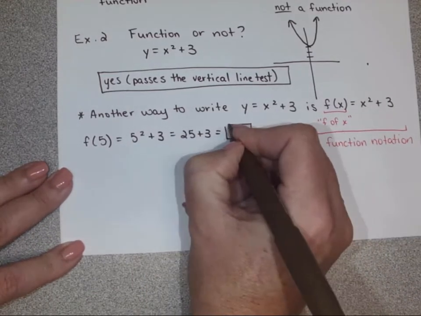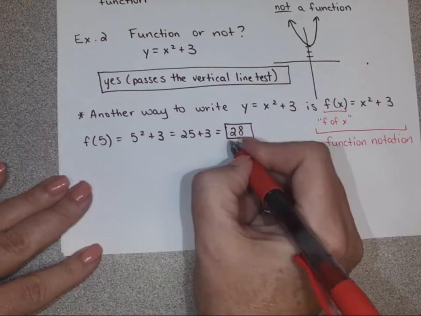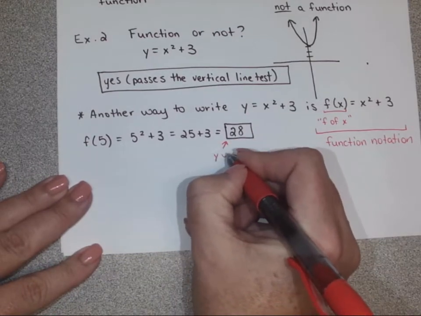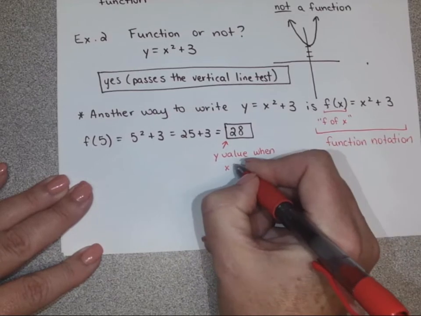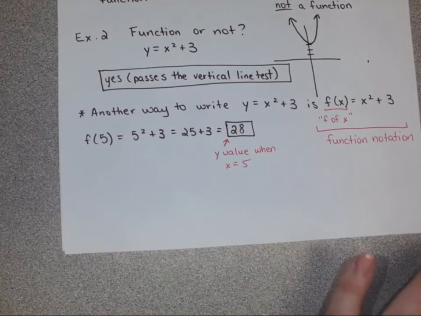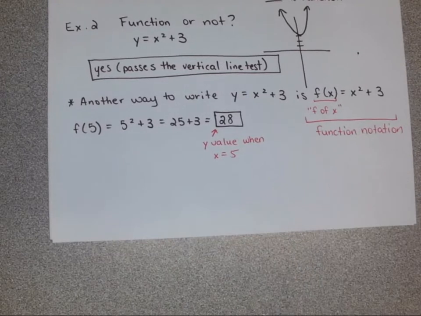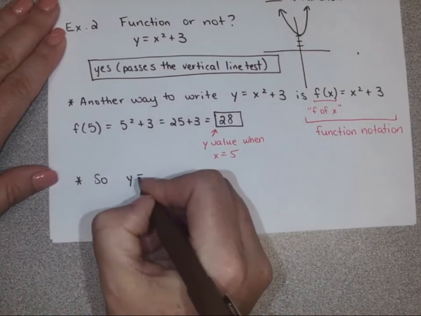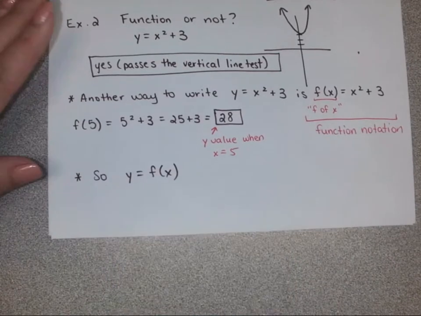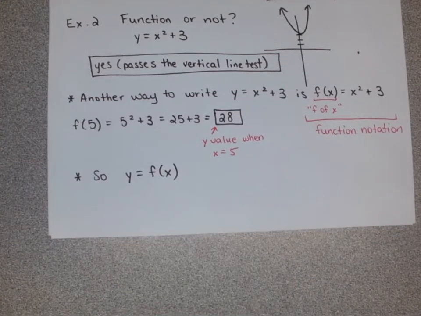So I not only want you to know that the answer there would be 28, but I want you to know what this answer represents. What this means is this is the y value when x is 5. So when you're asked for f of x or f of a number, you are always being asked to find the y value in some form or fashion. So y equals f of x. Those are one and the same. It's just another way to write y, and it's going to allow us to do a whole lot more than just using the letter y will.